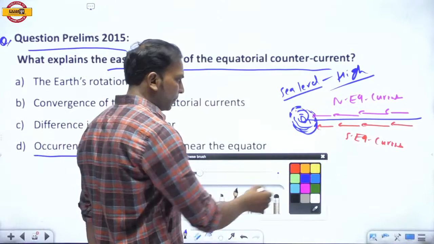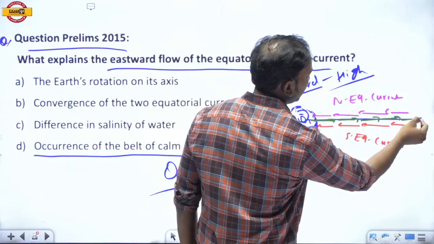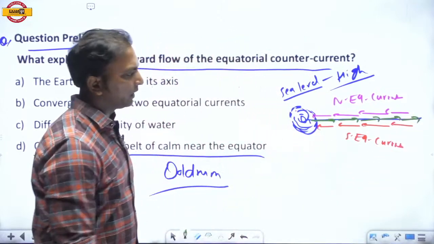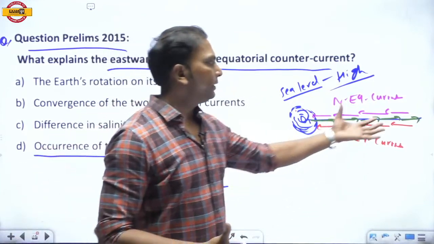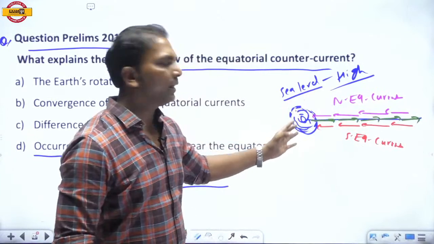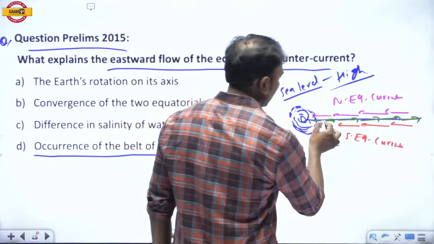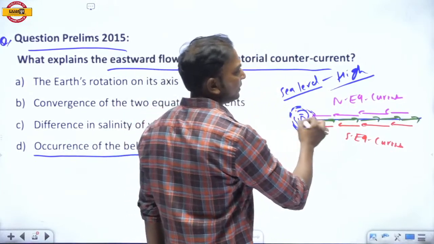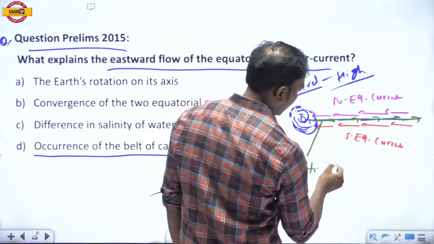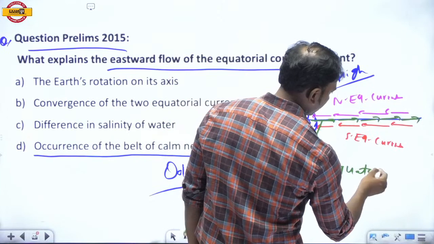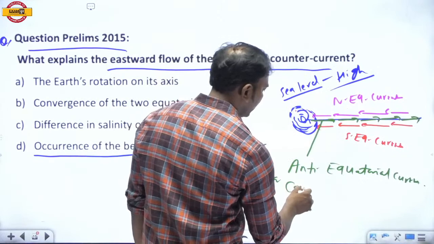So you can see the counter equatorial current flows in between these two equatorial currents. It happens because of the rise of the sea level. This side the sea level is lower, this side it is higher, and there is a lack of horizontal winds. So the current flows from this side to that way. This is called the anti-equatorial current, or counter-equatorial current.